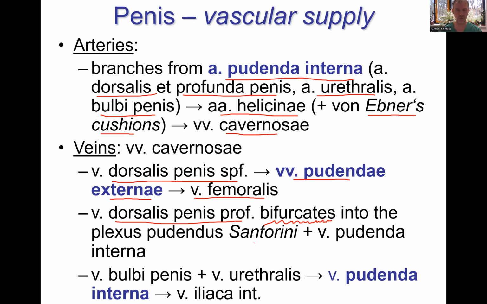These two bifurcate, so now you know the third one. So it bifurcates, and one branch gets through, or better, between pubic symphysis and urogenital and pelvic diaphragm. It gets into lesser pelvis, into pudendal plexus of Santorini, into retropubic space, and the other joins internal pudendal vein, as well as the veins of bulbous penis and the urethral vein. So the main drainage is internal pudendal vein, but it also drains to pudendal plexus and to great saphenous vein.